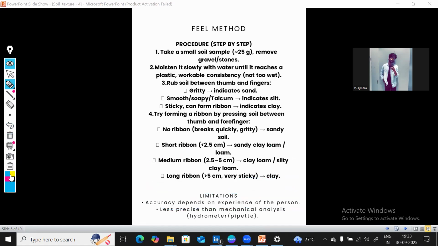Let's go through the first one. What is the field method? How can we determine the soil texture by this method? So the field method, what is the process step by step? First, we'll take a small soil sample of 25 gram and remove the gravels and stones. First step, we'll take the 25 gram of soil sample.